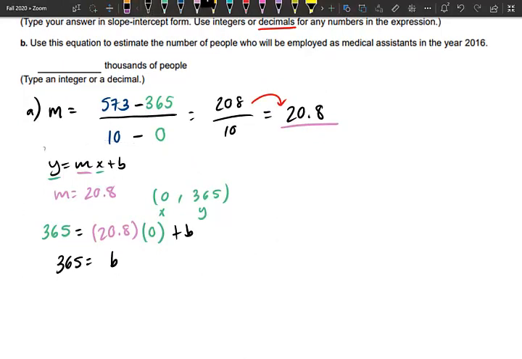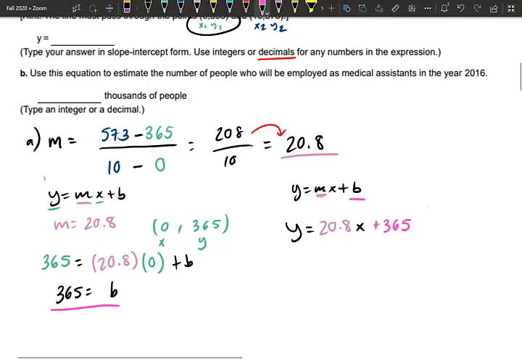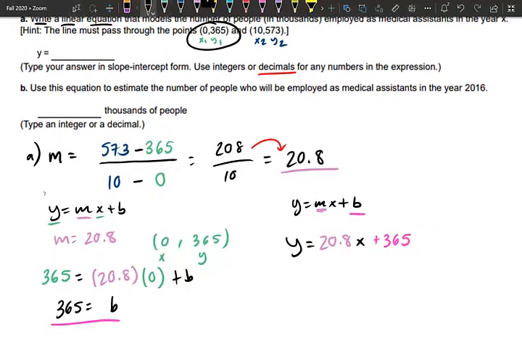All right, now our third step is to use y equals mx plus b again, but we're only going to be plugging in the m and the b. So we have y equals m, which is 20.8, x plus b, so plus 365. And that is our linear equation. So I'm going to put it up here. We have y equals 20.8x plus 365.